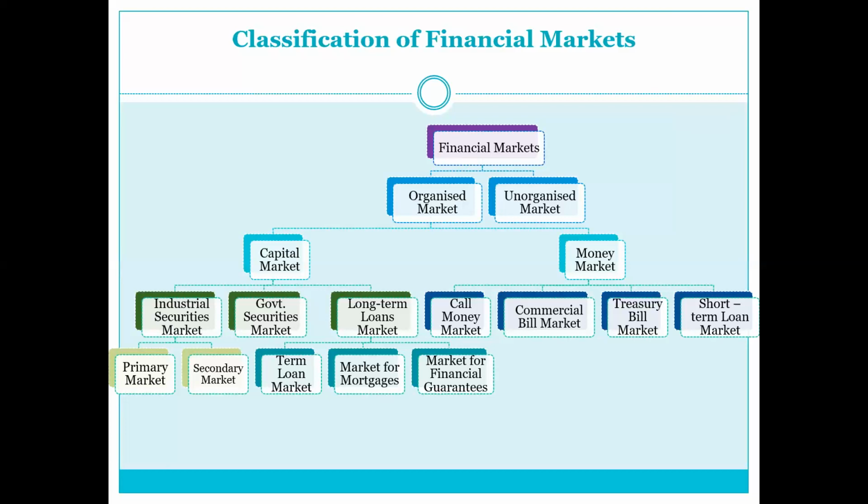Third one is treasury bill market. Treasury bills are also known as T-bills. These are government promissory notes for raising funds for government purposes, and these will be returned after a specified period of time. The last one is short-term loan market, where the loan money is lent for a very short period of time, maybe for a period of 1 year or 2 years, and that is dealt with in the short-term loan market. So this is the first component of the financial system.